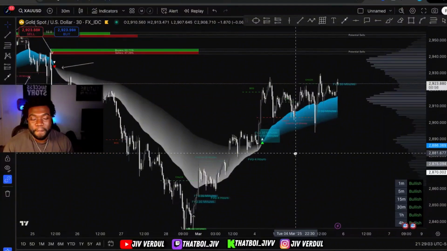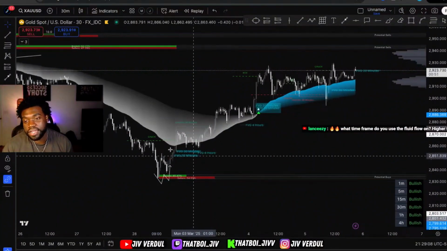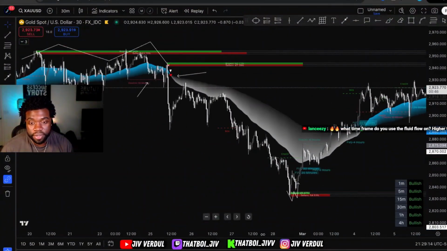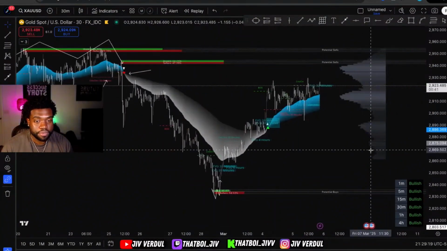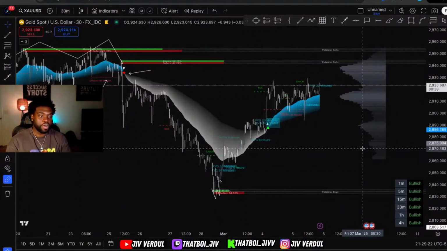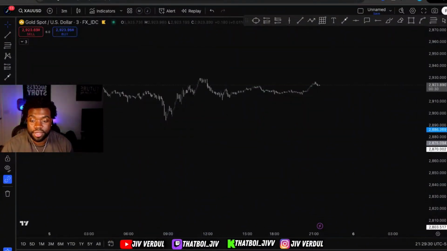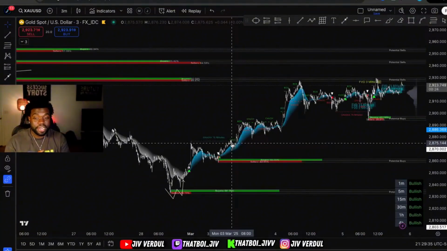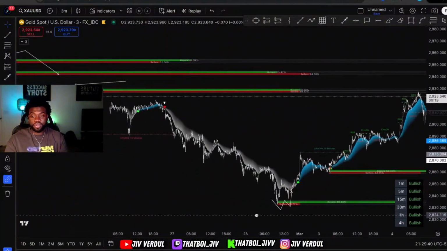That's how I see it. And peep here, we had this change of character, and remind you guys, this is the 30-minute time frame. I don't even trade on the 30-minute time frame. If you were a 30-minute trader, this is a perfect setup. What time frame do you use the fluid flow on? Realistically, I like to use the fluid flow on the 5-minute, 5 to 3 minute. On the 5 to 3 minutes, I could easily catch a good 100 pips with the fluid flow indication.